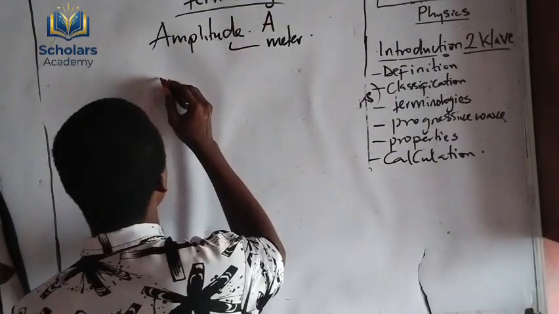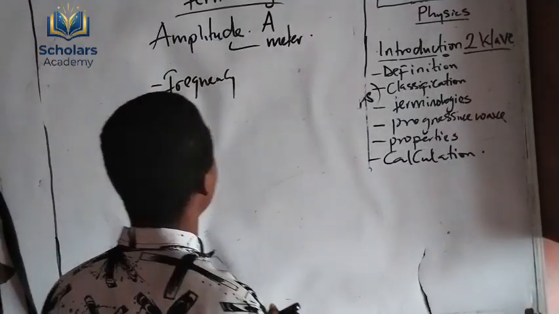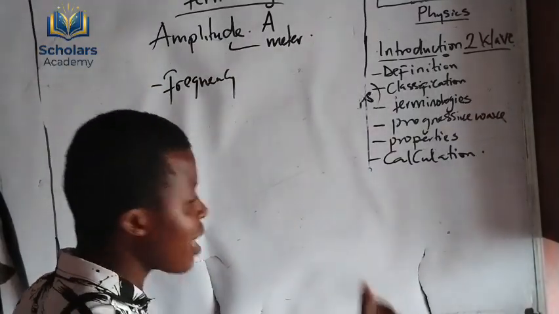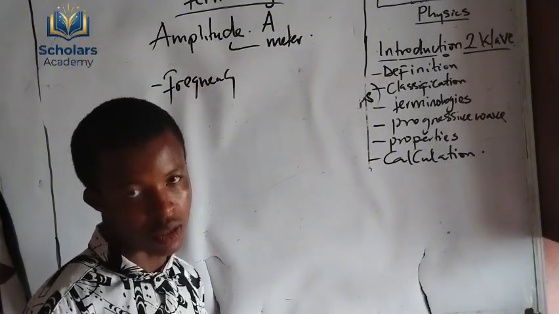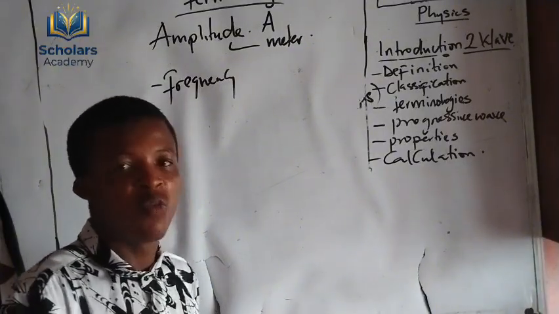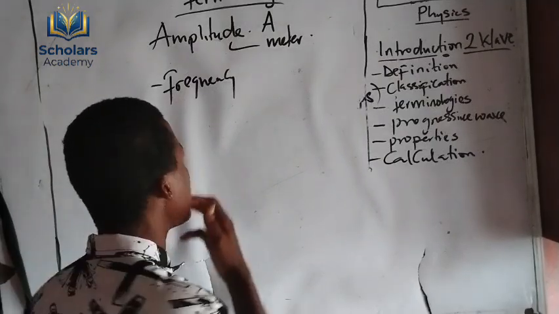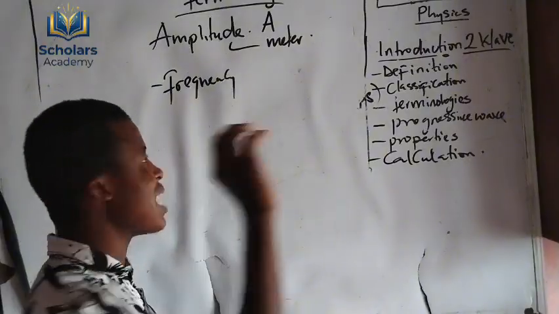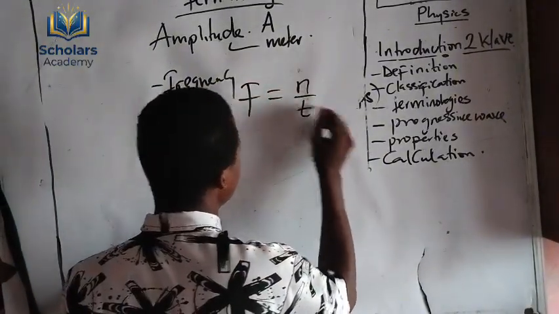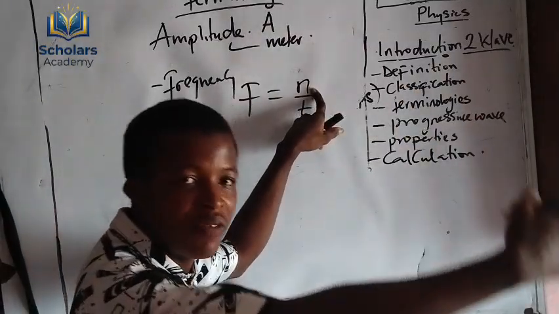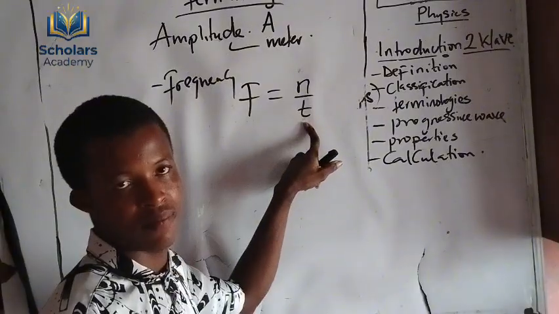Now, the next thing we'll be talking about is frequency. Frequency is the number of oscillations or waves that is covered per second. Let me come again. The number of waves or oscillations which is covered in 1 second. Now, that definition I gave you is the formula. So which means that your frequency is n over t. This n means the number of waves or oscillations, per second, over time. That's frequency.